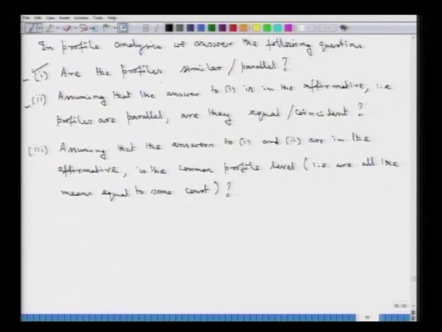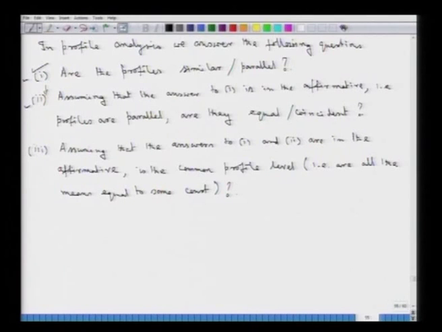So, if the first question is answered as yes, that the profiles appear to be similar, that is, they are parallel and the divergence from parallelity is not statistically significant, then we proceed to this second question. If the answer to the first question is in the affirmative, that is, they are parallel, we check whether they are equal or coincident profiles.